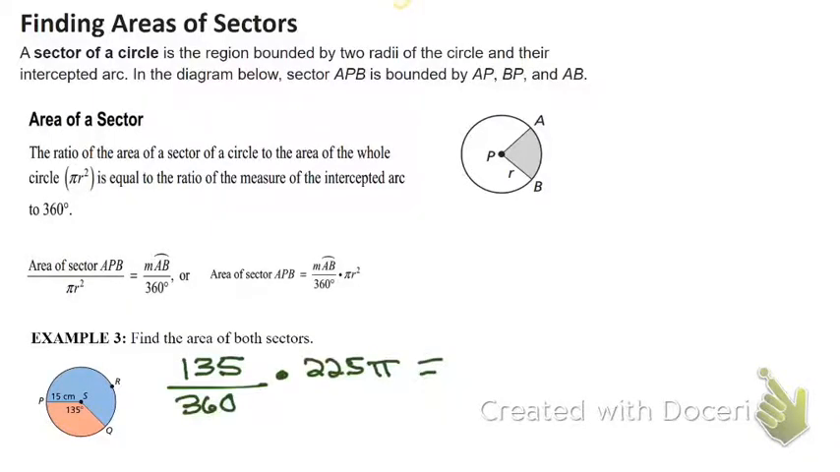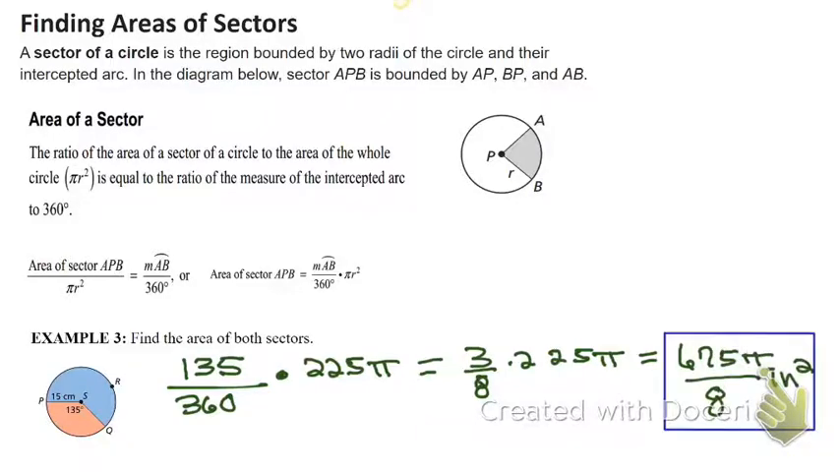So I've written this in the format of the second equation, and we have our 225 pi that's being multiplied by 135 over 360. We can go ahead and reduce the 135 and 360 to 3/8. They both have a common factor of 45. That's just going to make the problem a little simpler. And we end up with 675 pi divided by 8, and we should have centimeters here.